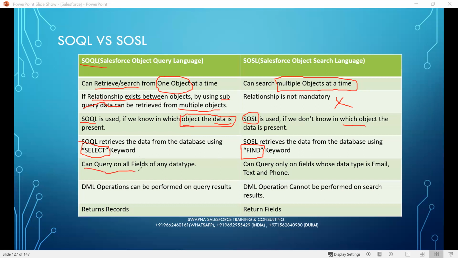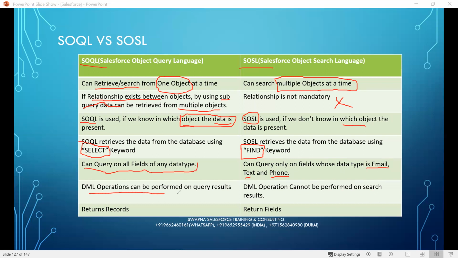And we can query on all the fields of any data type. SOQL can be queried on any data type of the fields. But coming to SOSL, it can be queried on only specific data types: email, text, and phone. Why it is specific to only these three, we will see in our live sessions. For now, assume that in SOSL we can query only on fields that have the email, text, or phone data type. Only those fields can be used in the query to search.